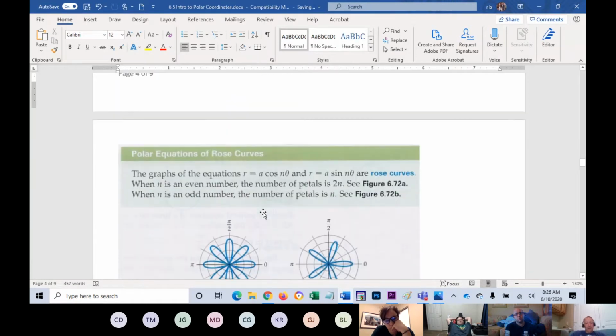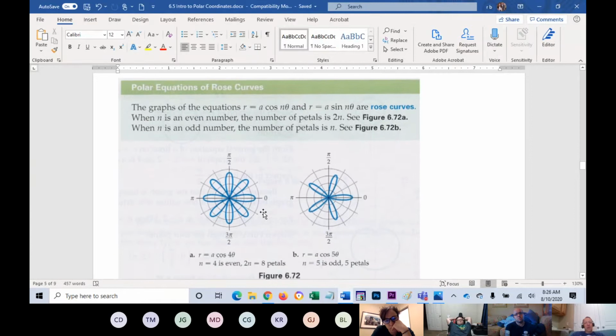Okay. All right, now we're going to do polar coordinates of rose curves, okay? So the graph of the equation r equals a cosine n theta and r equals a sine n theta are rose curves, okay? They look like this. When n, the number before your theta, is an even number, the number of petals is 2n. When n is an odd number, the number of petals is n.